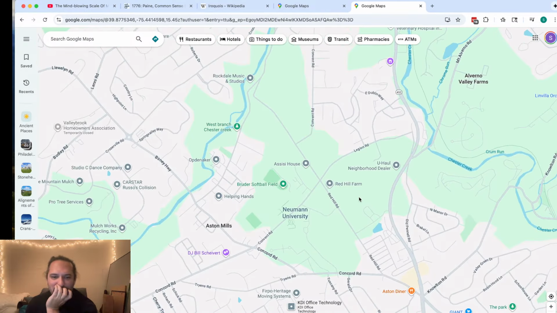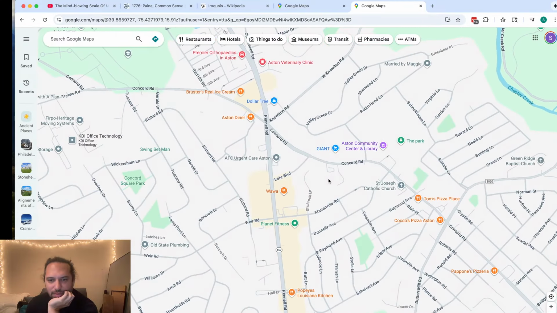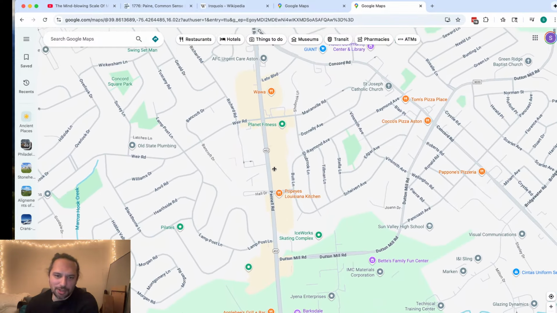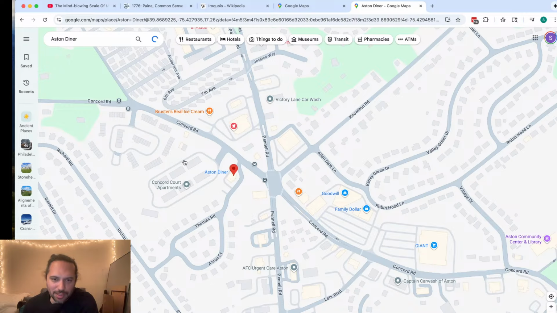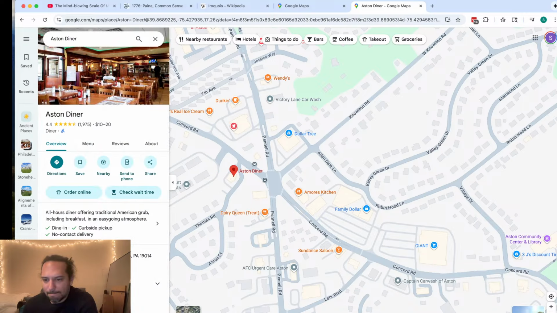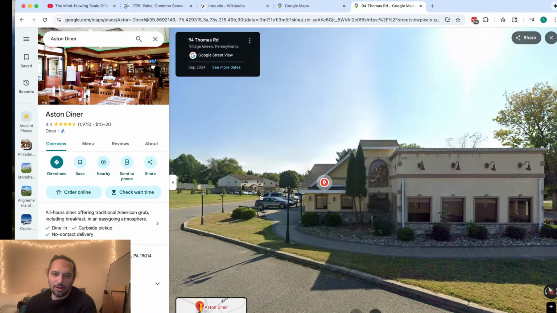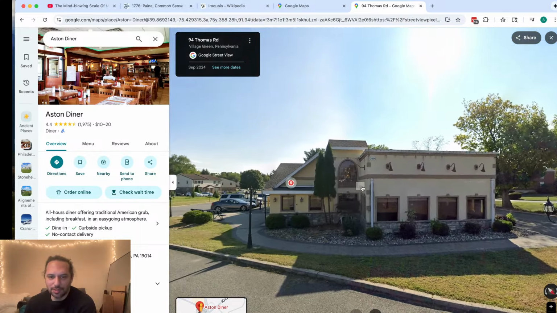There used to be a diner. Oh, what was it? I feel like it was on Concord Road, or no, I think it was on 452. There used to be a diner somewhere here, and I used to go there with my friends in high school. Yeah, the Aston Diner, right there. Bingo. Pretty sure that's it. Let's take a look. Yeah, I used to go to the Aston Diner all the time. A lot of memories in this diner.